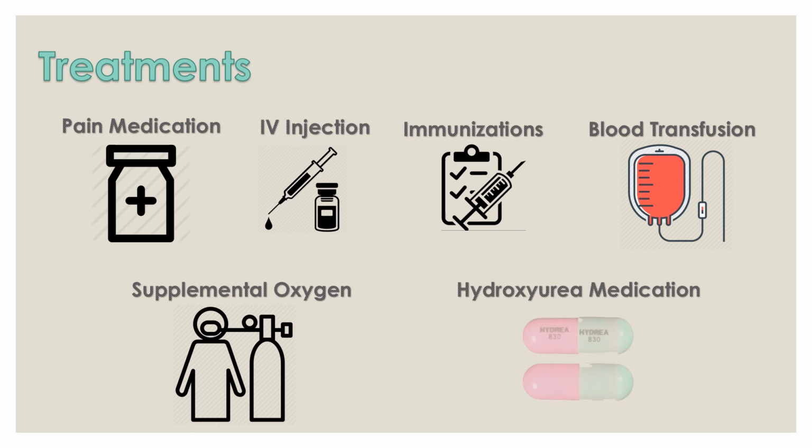supplemental oxygen to help breathing and supply more oxygen to tissues, and hydroxyurea, which is a medicine that helps the red blood cells to have a bigger shape and prevents the sickling of red blood cells by increasing the amount of hemoglobin F.